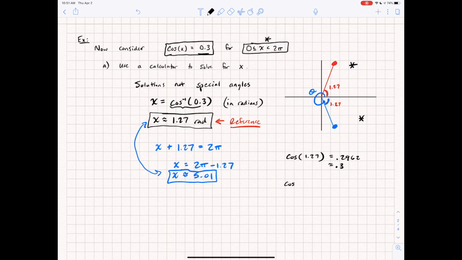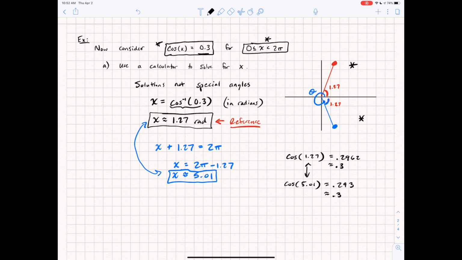If I do cosine of 5.01, I get approximately 0.293, which again is approximately 0.3. So it means both of these angles work. Both are in between 0 and 2 pi, which is 6.28, which means that both are solutions to the original problem of cosine of x is equal to 0.3.